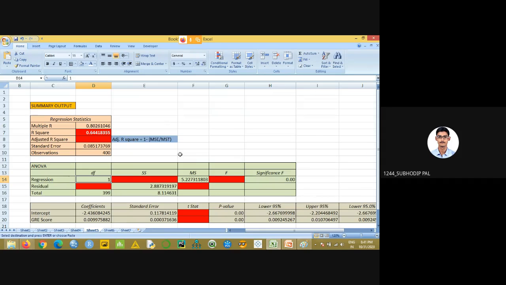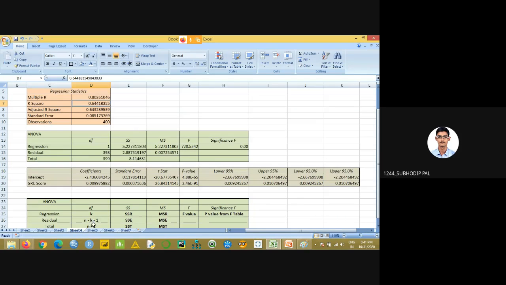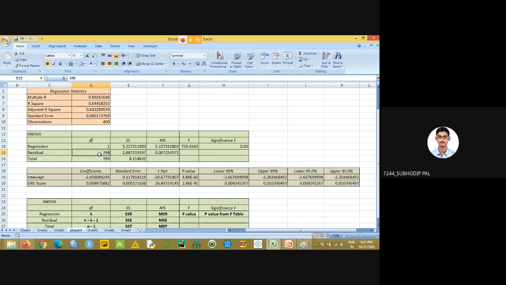We can interpret it like k is equal to 1, I can say, right? N is equal to how much? 400 observations. So what was the formula of residual degree of freedom? N minus k minus 1. So I'll write 400 minus 1 minus 1, 398. Correct? Yeah, check this. 398, it's matching.